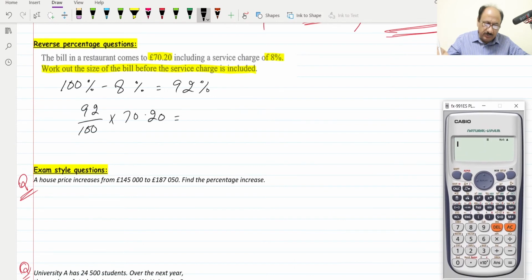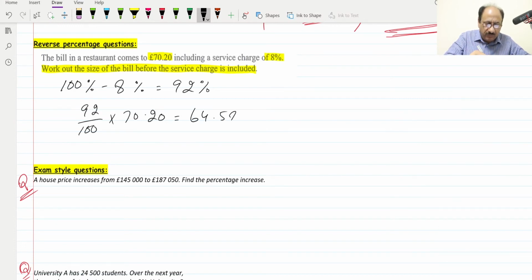So this will be 92 over 100 multiplied by 70.20, multiplication sign we missed, and this will be equal to 64.584 pounds. So this is how we can calculate. This is the amount which was before the application of 8% service charge.